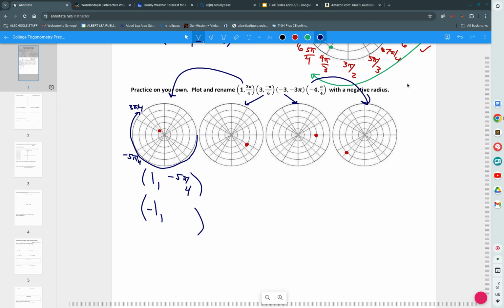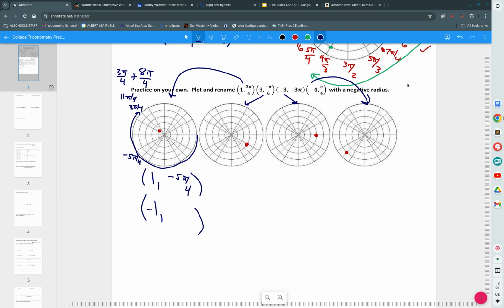Now, somebody in third hour said, well, Mr. Gens, could you also just go around more than once? So they said take 3pi/4 and add 2 pi to it, or 8pi/4, and they found 11pi/4. Yes, they are correct. 11pi/4 would also work. There's an infinite number of points that could be renamed for each point.